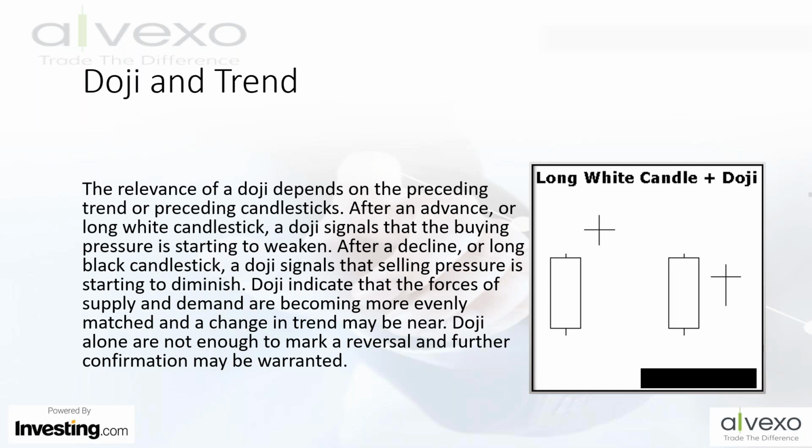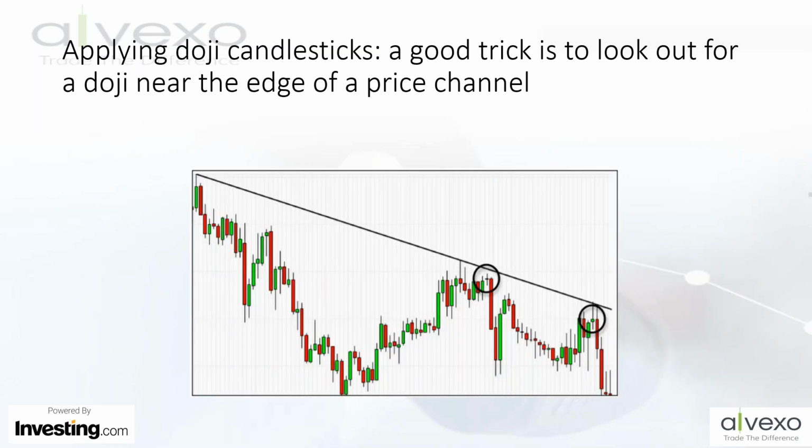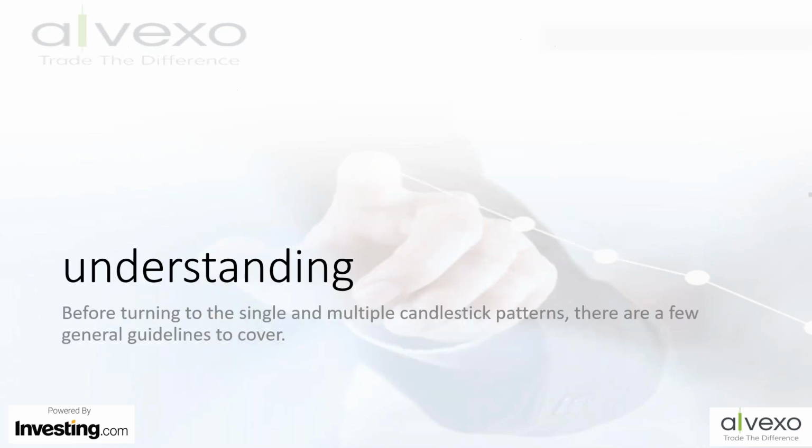After an advance or a long white candle, a doji signals that the buying pressure is starting to weaken. After a decline or a long black candlestick, the doji signals selling pressure is starting to diminish. Dojis indicate that the forces of supply and demand are becoming more evenly matched. So it's always important to look out for a doji in relationship to the trend and where it stands, and they become more significant by their placement.